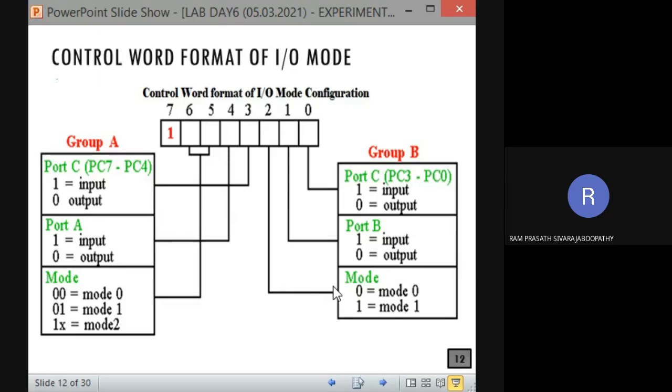Mode selection of which port? Mode selection of which port? What is the purpose of bit 2? On seeing this you can say mode 0 or mode 1.